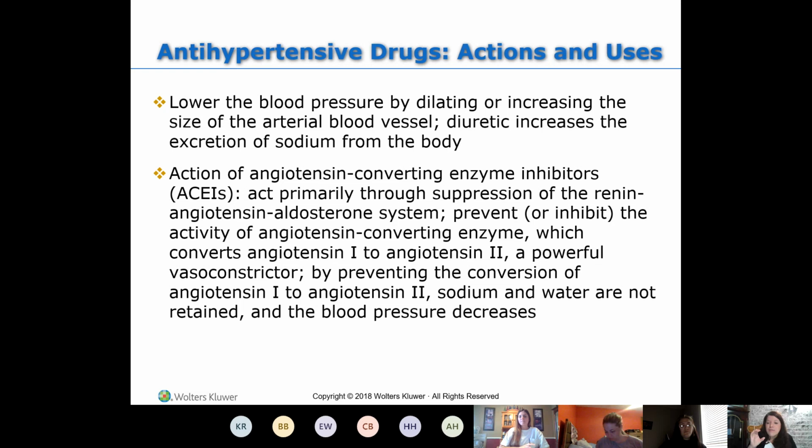Diuretics increase the excretion of sodium, and then the water follows, and that decreases the pressure on those walls. The action of angiotensin converting enzyme inhibitors is primarily through the suppression of the renin-angiotensin-aldosterone system. They inhibit the activity of angiotensin converting enzyme, which converts angiotensin 1 to angiotensin 2, a powerful vasoconstrictor. So if you look at that RAAS simplified and just block out that second to last step, that's how we know how ACE inhibitors work.